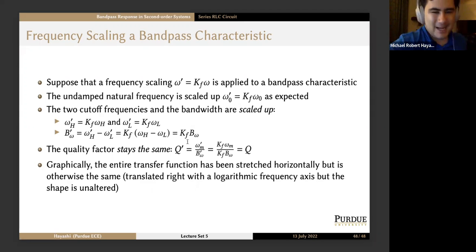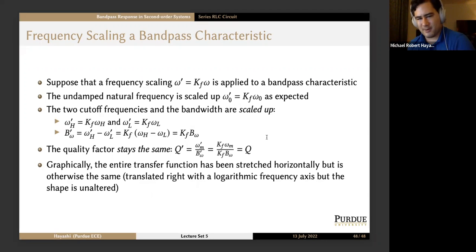Your quality factor will stay the same. So Q prime is going to be the new center frequency over the new bandwidth. So you'll get kf omega naught over kf times B sub omega, which is just Q. The graphical interpretation of this is that the entire transfer function gets stretched horizontally. So your center frequency moves, your omega L moves, your omega H moves. But it's otherwise the same looking.